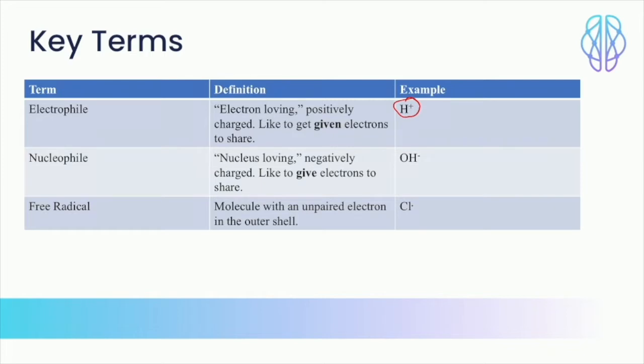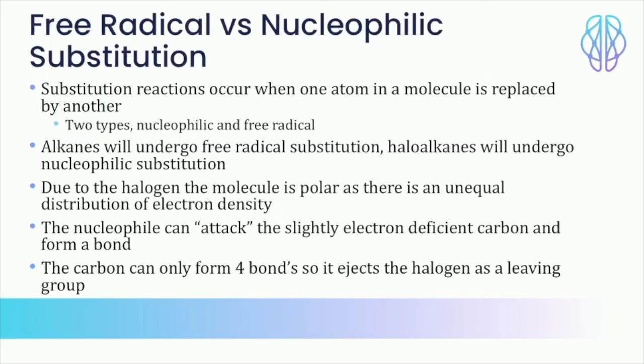Nucleophiles are much the opposite. They are negatively charged and likely to donate an electron pair. An example is OH-, which is a negatively charged molecule. So now that you've hopefully understood those three terms, we'll go over the difference between free radical and nucleophilic substitution reactions. At the very basic level, a substitution reaction occurs when one atom in a molecule is replaced by another. There are two mechanisms by which this may occur. There's a nucleophilic substitution mechanism and a free radical substitution mechanism.